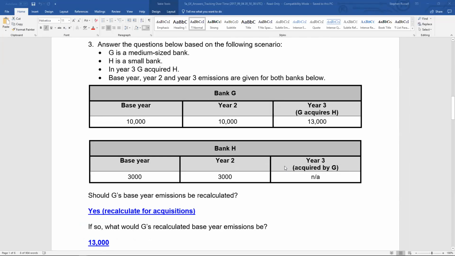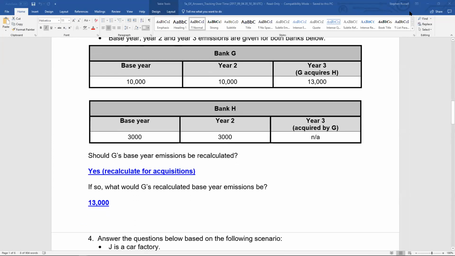And then if we just turn to question 3, the base year emissions for company G would be recalculated because in this case, we recalculate for acquisitions and the structural change met the significance threshold. And in this case, the recalculated base year emissions amount to 13,000 tons. Okay.